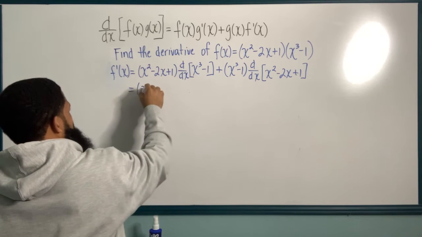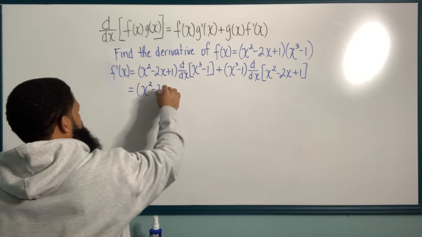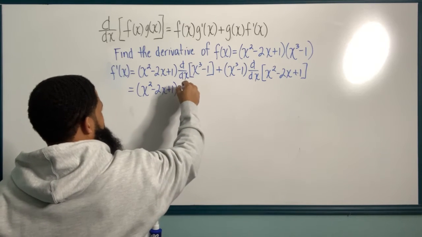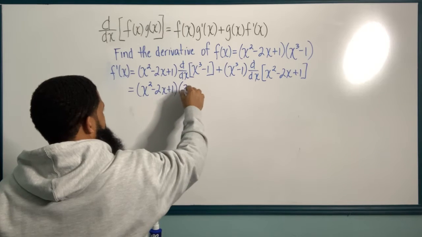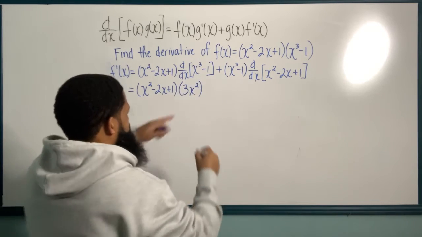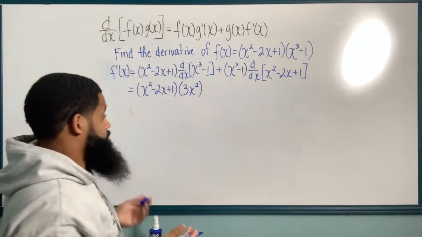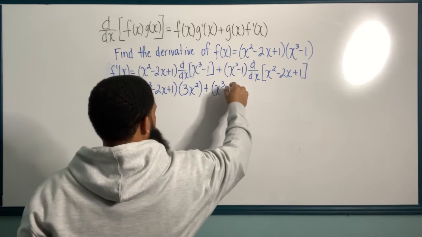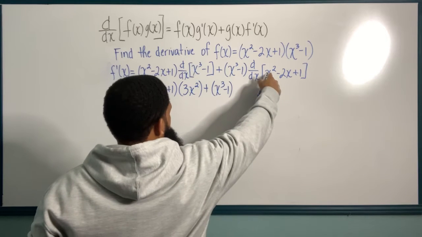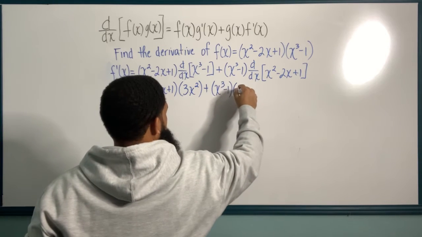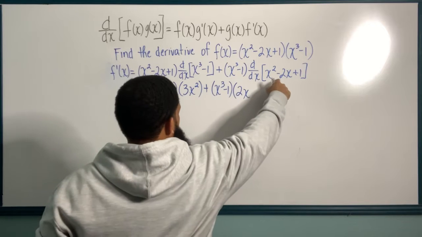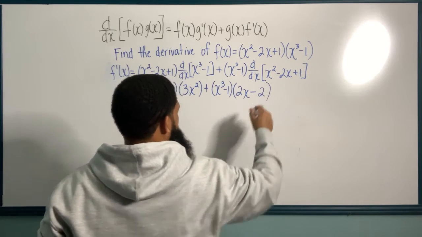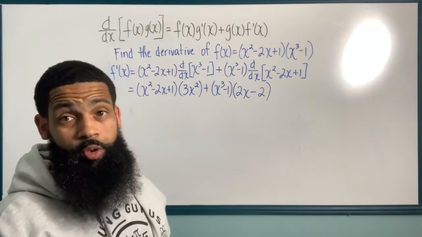All right, so now we're going to keep this first one, x squared minus 2x plus 1. The derivative of x cubed minus 1 is 3x squared. The derivative of 1 is just 0. It's a constant. All right, so plus x cubed minus 1. The derivative of x squared is 2x. The derivative of 2x is 2. And the derivative of 1 is 0. Now we just got to go through, multiply and simplify.